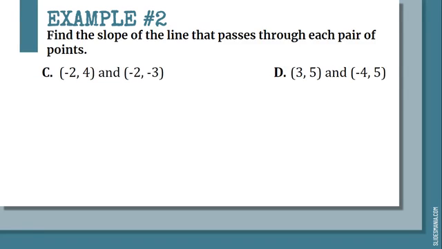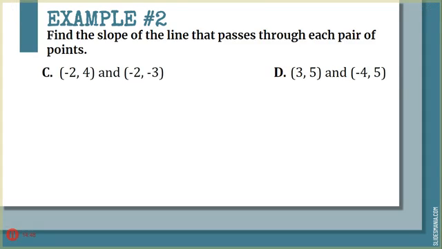For letter C, we're going to do the same thing. I'm going to find my change in y. So how are my y values changing? And you can choose to start with any one you want. I'm going to choose to start with the y value of -3. So I'm going to be taking -3 minus 4. So -3 minus 4, which would be a -7.